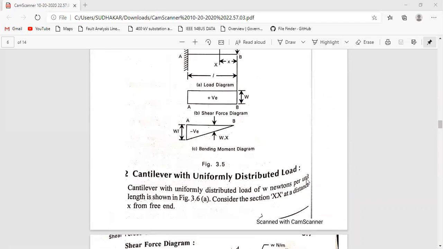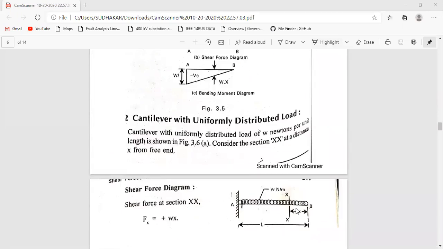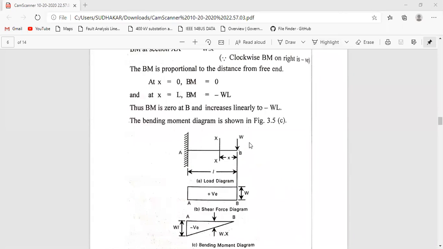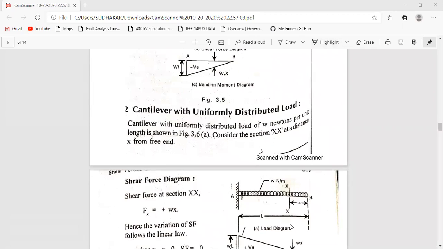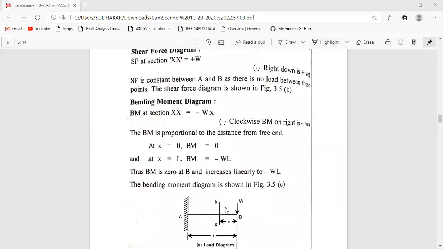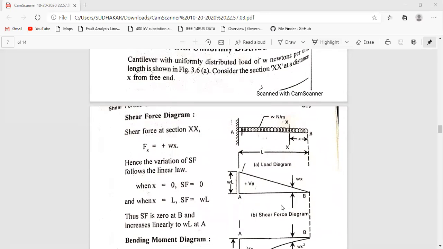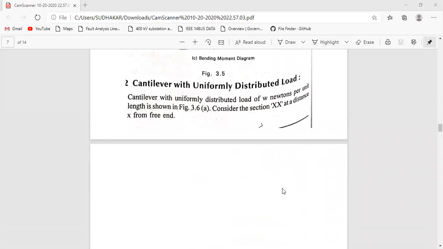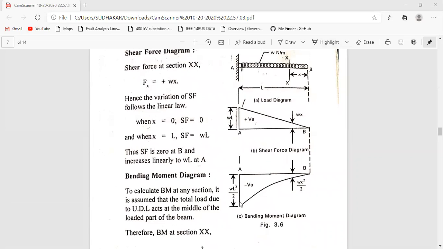Here, what is the difference between the point load and UDL for the same cantilever beam? For the point load, the SFD, shear force diagram, will be a straight line, positive. If in case of UDL, here also positive, but the inclined line will be there. Here the straight line, here the inclined line for the shear force. And for the bending moment, here the inclined line, here a curve. This is the second degree parabola for the UDL.